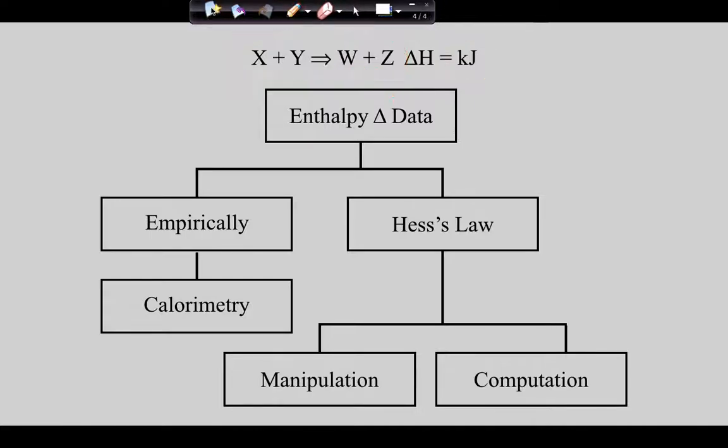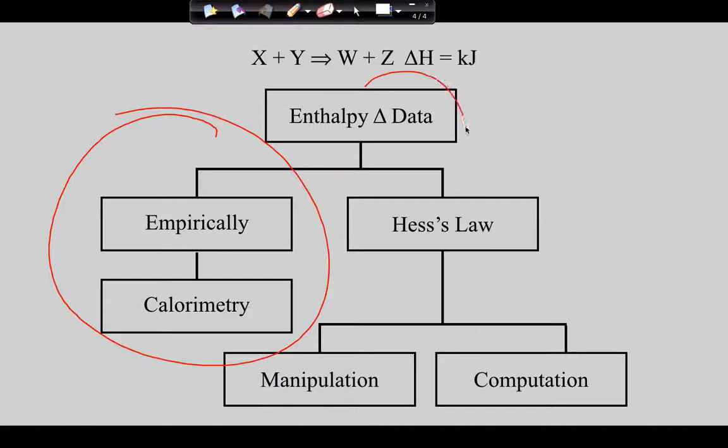So guys, with that said, then here's where we are. So this is what we did last time. We talked about all of the empirical ways of coming up with these delta H values. That's calorimetry. So guys, what we're going to do now is this. We're going to dig down the mathematical side of this. Because guys, it turns out that you can figure out delta H values without ever having to go to lab. So let's talk generically about how.